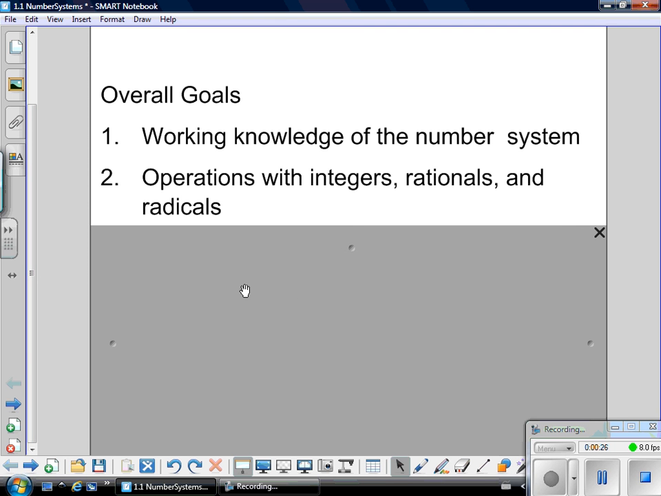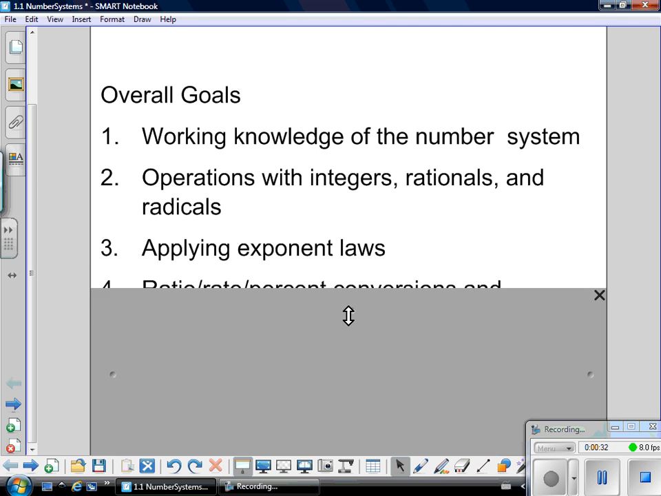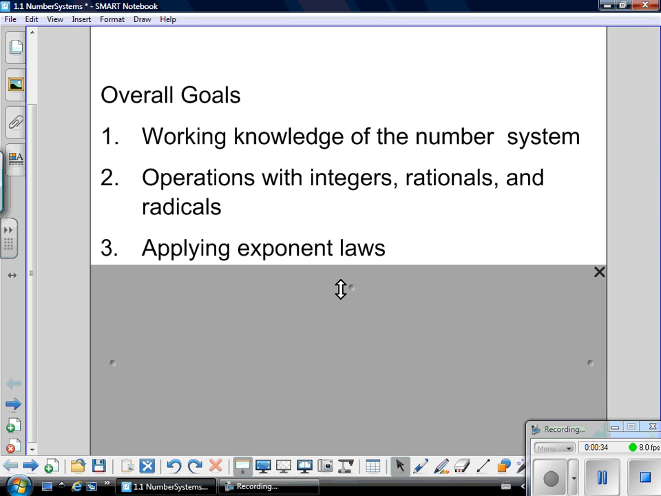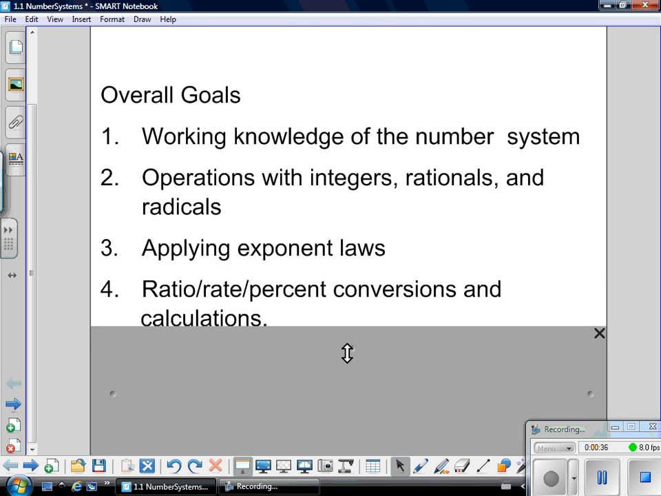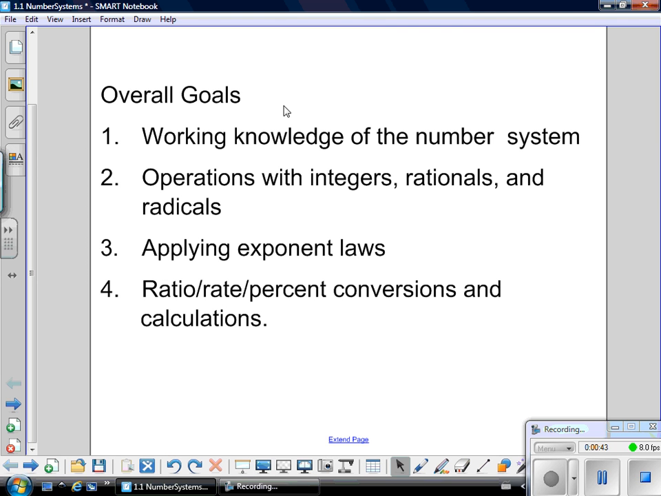Also, that we can perform operations with integers, rationals, and radicals. And finally, well, sorry, not finally, applying exponent laws. And finally, ratio, rate, percent conversions and calculations. So those are the items that we will be studying in this unit. Okay, make sure that you take your notes every night and that you come prepared to class to work.